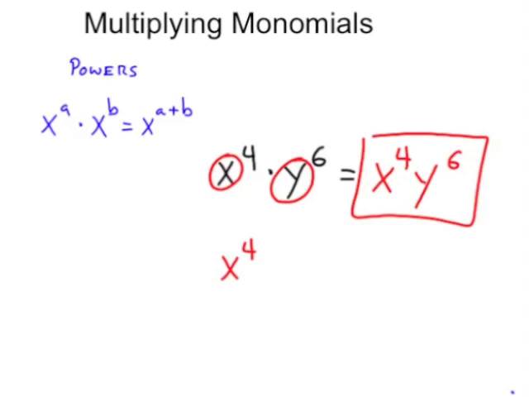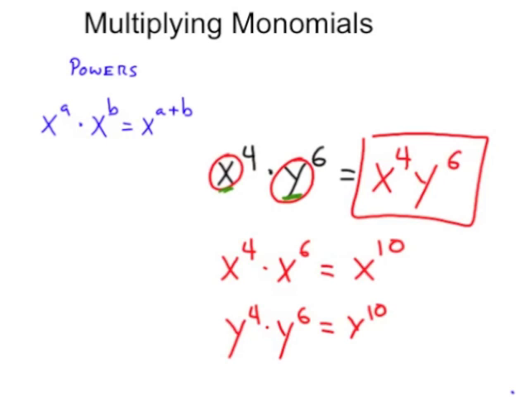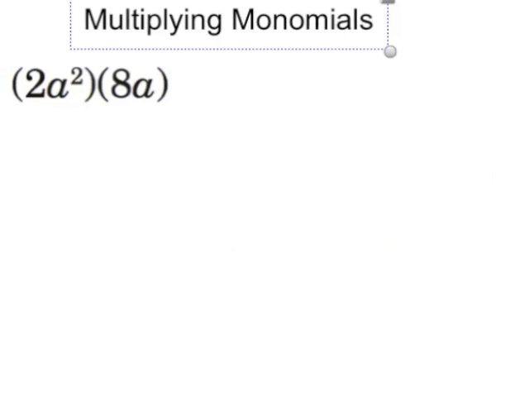If we had, for example, x to the power of 4 times x to the power of 6, in this case the bases are the same. I could write x to the power of 10. Or if we had y to the power of 4 times y to the power of 6, my result would be y to the power of 10. But if my bases are different, like in this case, well, I can't do that for those two powers. They must have the same base. They must both be x's or y's or any number. So let's try one of these problems.